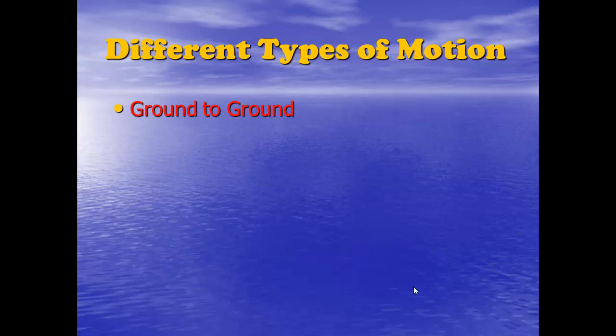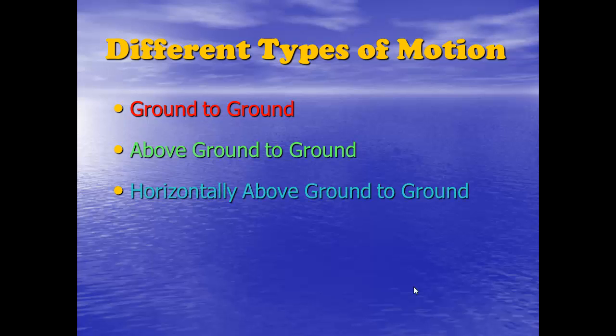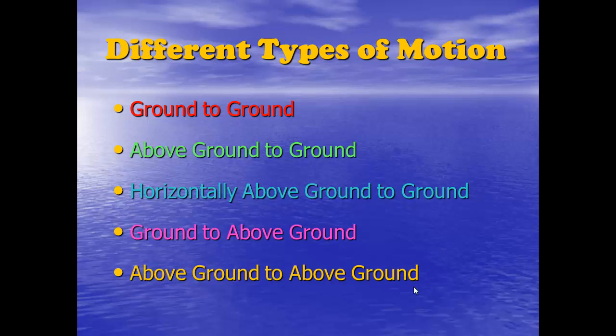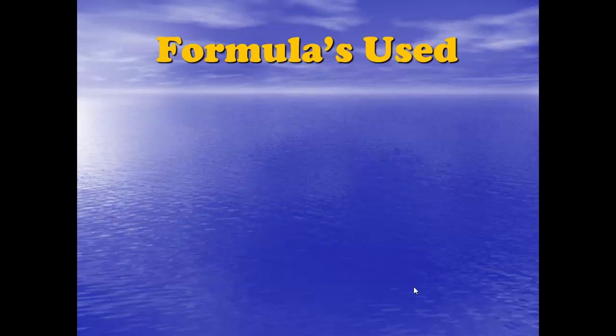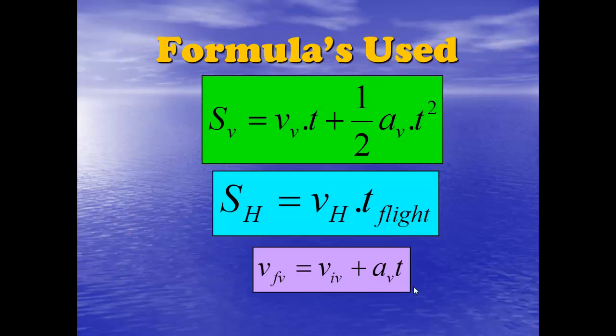The different types of motion that we'll need to consider will be ground to ground, above ground to ground, horizontally above the ground, ground to above ground, and above ground to above ground. You might go, oh, that looks a little bit confusing. Well, it doesn't really matter, because we're going to use the same formula, the same process for all of those situations, so don't be frightened by that. The formulas that we will use are, in fact, these ones here.